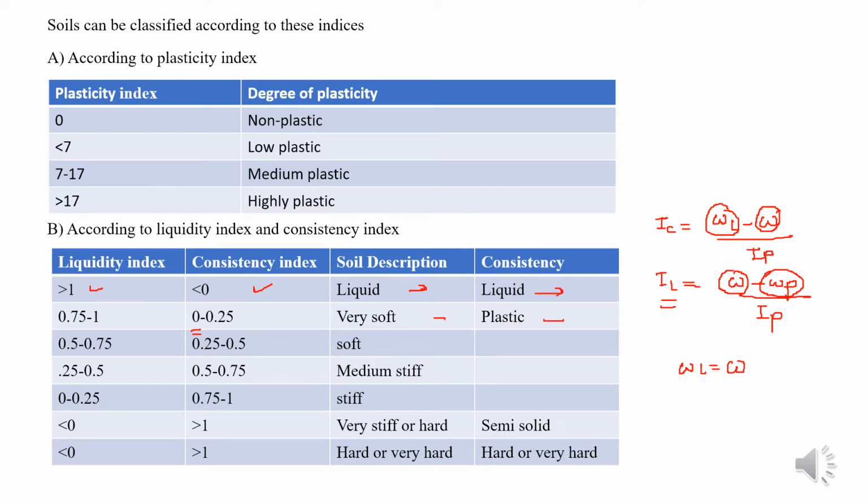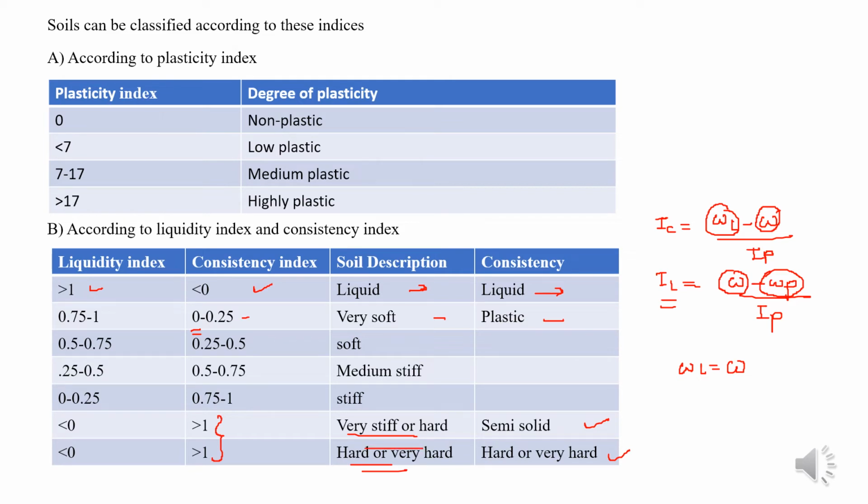Right? So now when IC value is greater than 1, let us suppose is 0.25 or 0.5, when my IC value is greater than 1. Here it's greater than 1, right? That means my soil is in a semi-solid state or in a solid state, right? It's in a semi-solid state or in a solid state, and we can say it's very stiff or very hard, right? So this is the case of my consistency index.